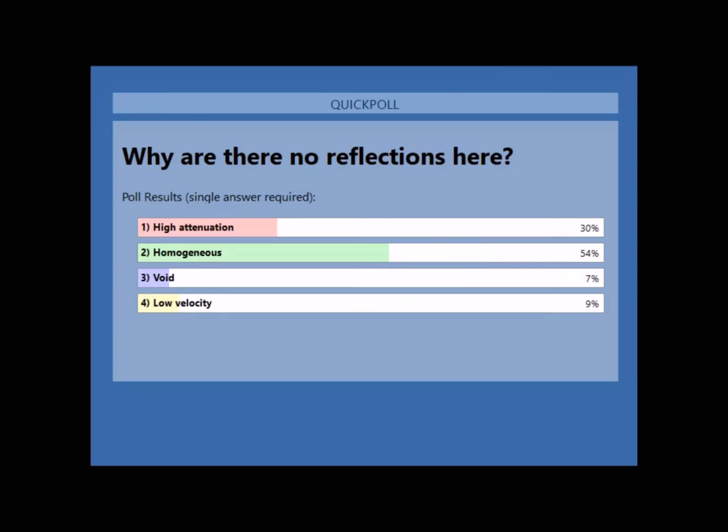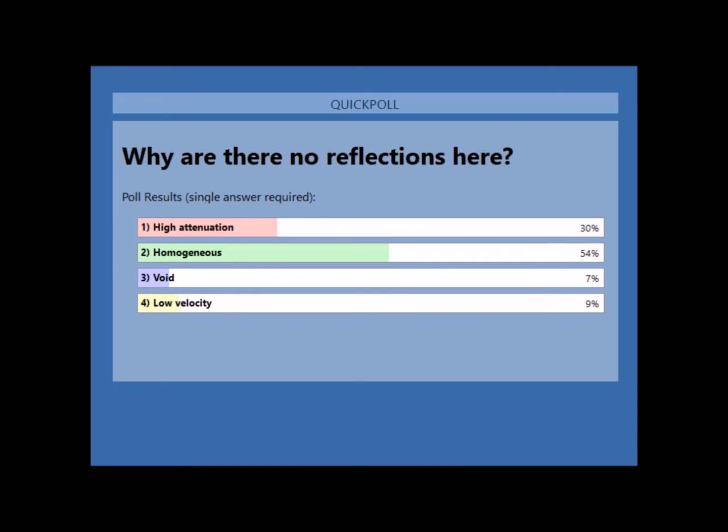Okay, so let me share the answer with you. 54% of you picked that it's homogeneous, and that is the correct answer. For those of you who did not pick homogeneous, let's talk about this. Now, this answer is a fundamental part of GPR. The answer to this question is a fundamental part of GPR.